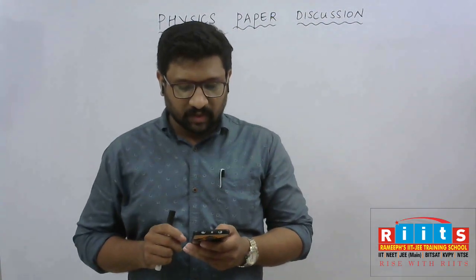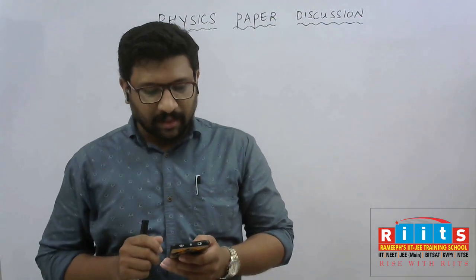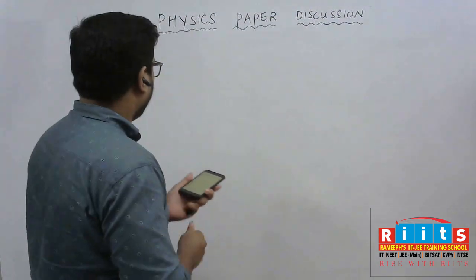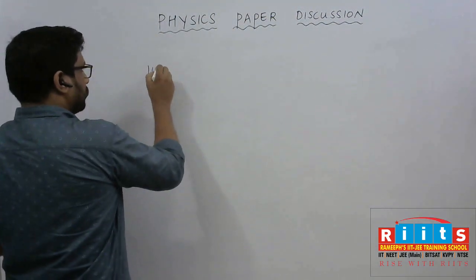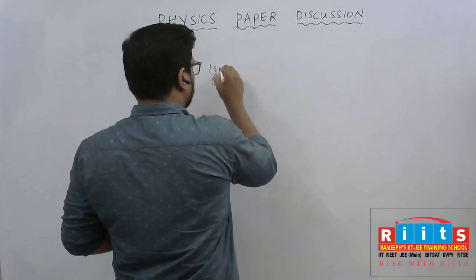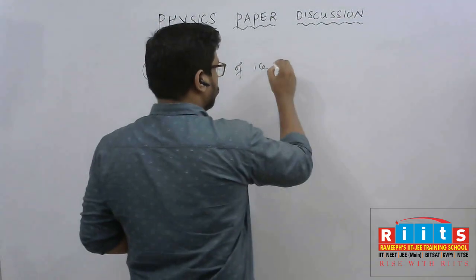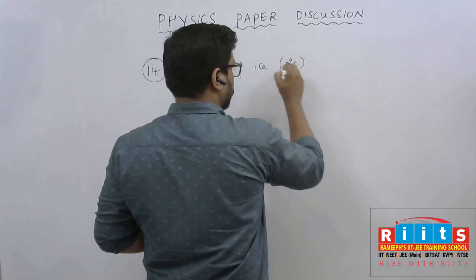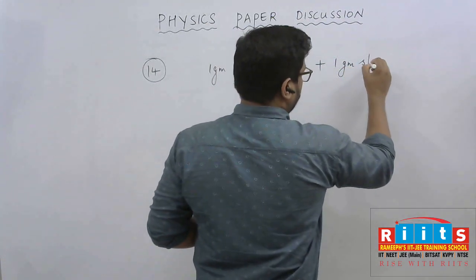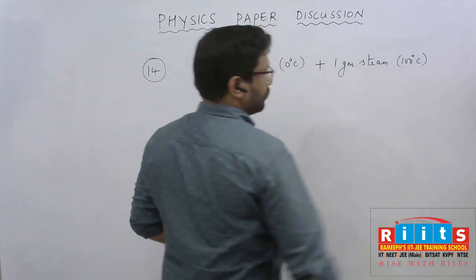1 gram of ice is mixed with 1 gram of steam. After thermal equilibrium, the temperature of the mixture is. Okay. For the 14th question, they are asking about 1 gram of ice. Since the temperature is not specified for the ice, you can take it as 0 degrees Celsius ice, and it is mixing with 1 gram of steam, and the steam you can assume is at 100 degrees Celsius.